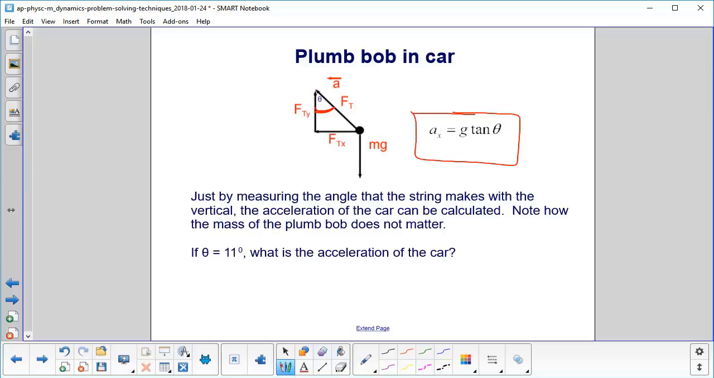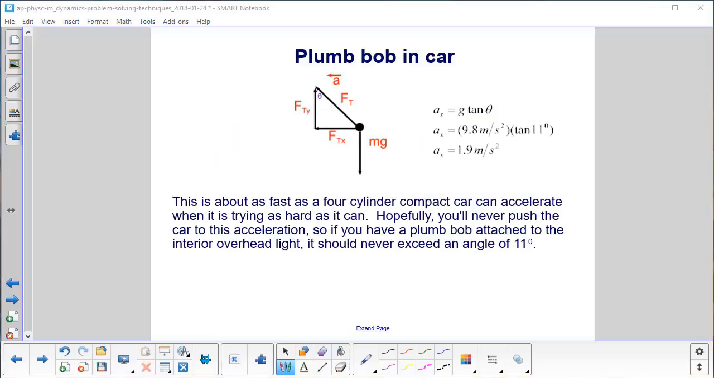So let's say we observe that theta to be 11 degrees, so it's not going to look like that triangle certainly. If this is the normal, the bob will swing like that. Not very big, right? That's closer to 11 degrees than this angle. So what is the acceleration? Well, we put that into our formula over here, and we find that the acceleration is 1.9 meters per second squared. And that's about as fast as a four-cylinder compact car can accelerate when it is trying as hard as it can.